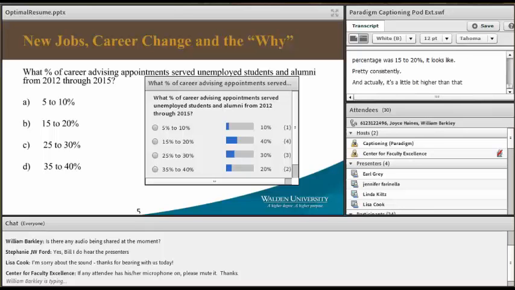So it's about 1 in 4 one-on-one advising appointments that we hold in career services is with a student or alumnus who is unemployed. Next slide, please.